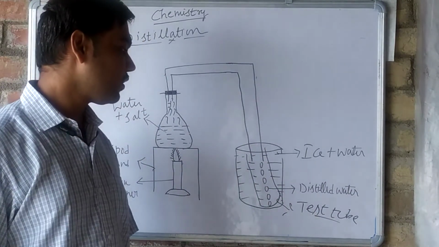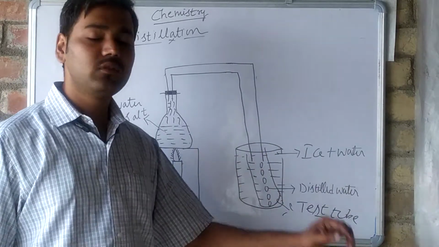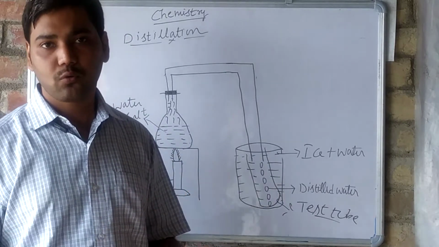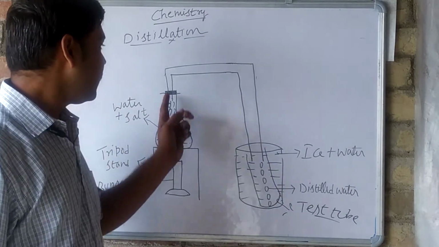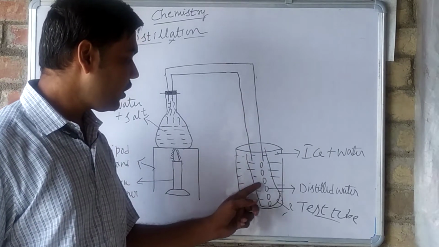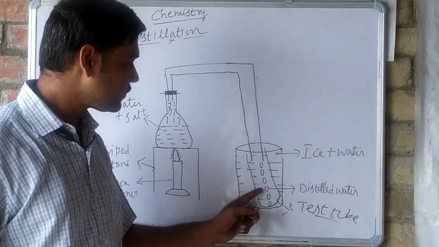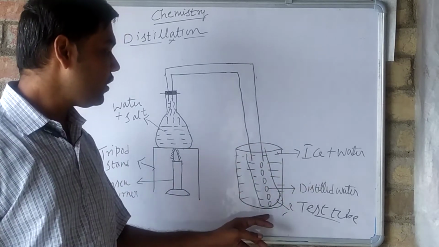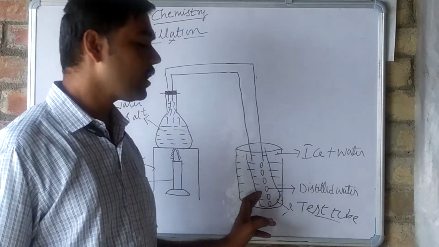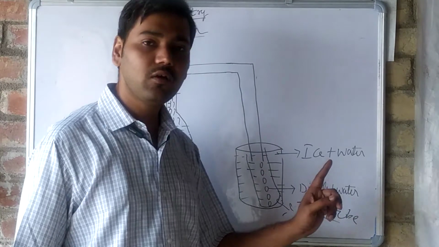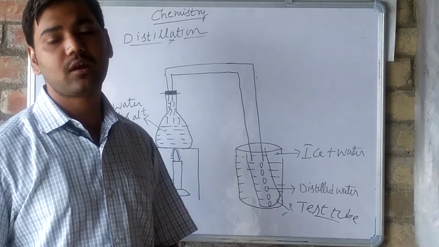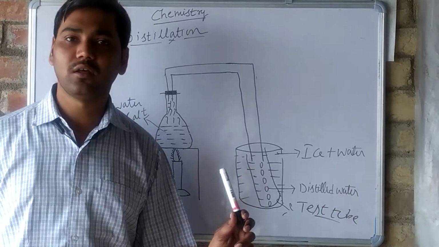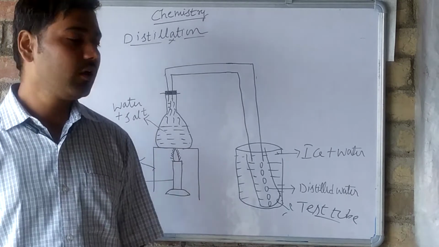In the ice and water, what happens? If water contains ice, that means that water is very cool. So because of its coolness, this vapor will start turning into droplets. See here, droplets. Because of that ice and water, the vapor turns to water droplets, and those droplets will be collected in this test tube as distilled water. And that distilled water will have no taste of salt, because it is distilled. Distilled water does not have a salt taste.